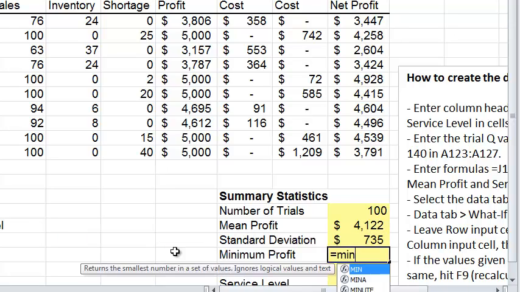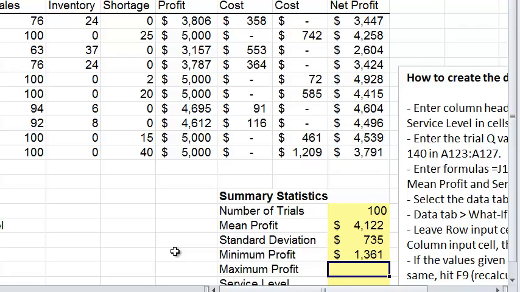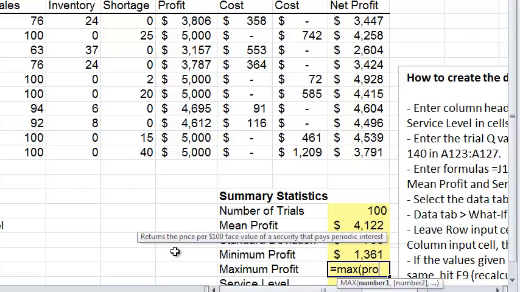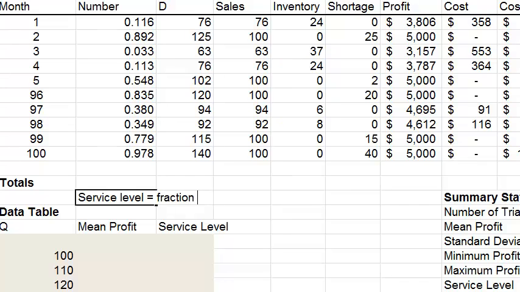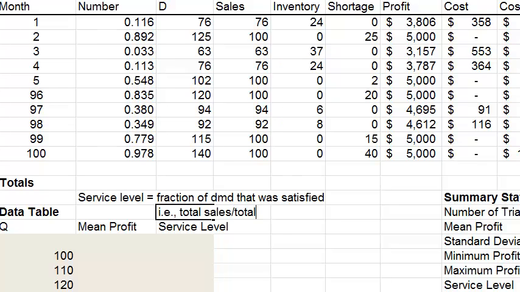Minimum. Smallest was 1361. The largest profit was 4976. Now the service level is the fraction of the demand that was satisfied. So it'll be a ratio between the sales and the demand. The total sales represents the amount of demand that was satisfied. And that divided by total demand will give us the fraction of the demand that was satisfied. Now here we have demand in the sales column, so we just have to get the column sums.